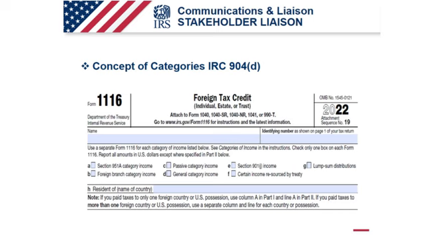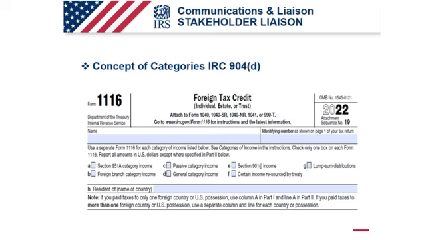The next category, general category, is our next most popular one. It's income from sources outside the U.S. that do not fall in any of the other separate limitation categories. It generally includes active business income, as well as wages, salaries, overseas allowances of individuals who work overseas as an employee. It also includes high-taxed income that I just mentioned that would otherwise be passive.